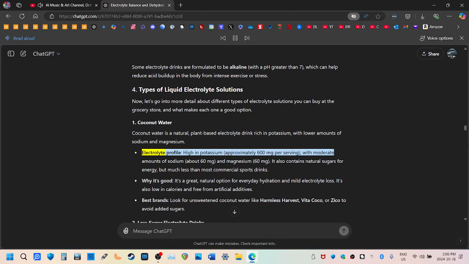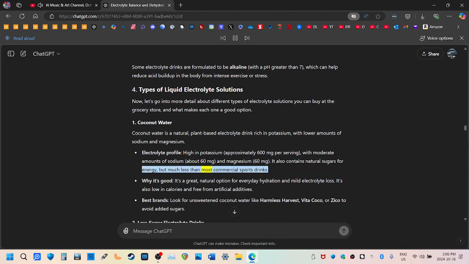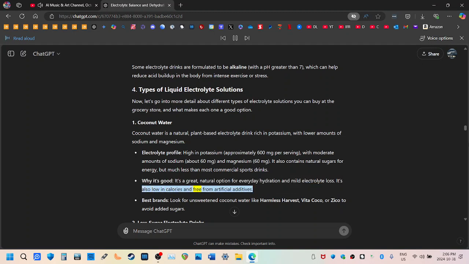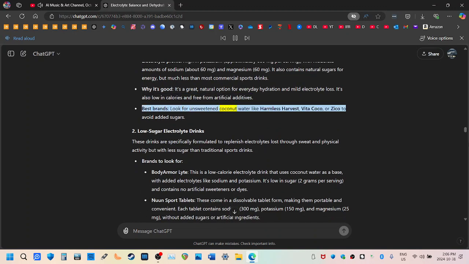magnesium. Electrolyte profile: High in potassium, approximately 600 milligrams per serving, with moderate amounts of sodium, about 60 milligrams, and magnesium, 60 milligrams. It also contains natural sugars for energy, but much less than most commercial sports drinks. Why it's good? It's a great, natural option for everyday hydration and mild electrolyte loss. It's also low in calories and free from artificial additives. Best brands: Look for unsweetened coconut water like Harmless Harvest, Vita Coco, or Zico to avoid added sugars.